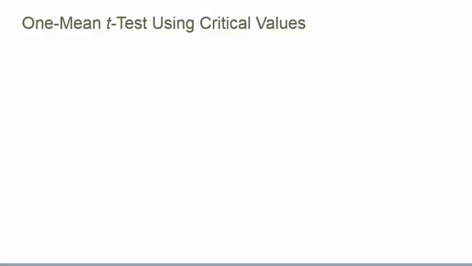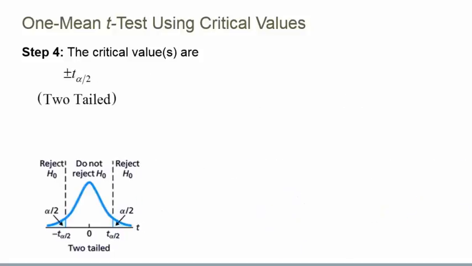One mean t-test using critical values. Step 4. The critical values are plus or minus t sub alpha divided by 2, two-tailed. Our t distribution has 2 critical values, negative t sub alpha divided by 2 and positive t sub alpha divided by 2. Alpha is divided into 2 areas. Alpha divided by 2 is the area to the left of negative t sub alpha divided by 2, and alpha divided by 2 is the area to the right of t sub alpha divided by 2.